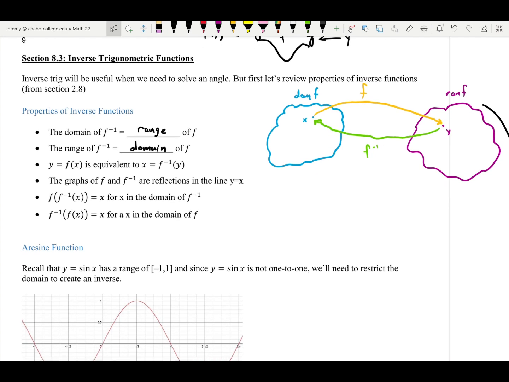The graphs of f and f inverse are reflections of each other over the line y equals x. A little example of this is the square root function. It looks like this, right? That's y equals the square root of x. And the inverse of the square root function is actually just the right half of the graph y equals x squared. Notice that these two graphs are just reflections of each other over that diagonal line y equals x.